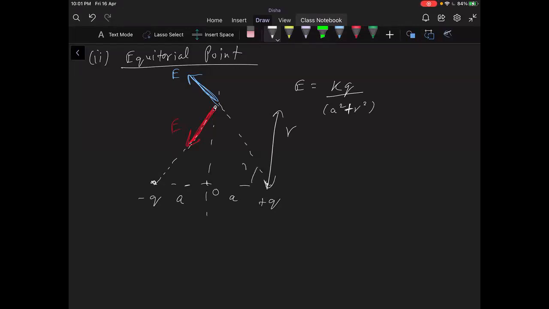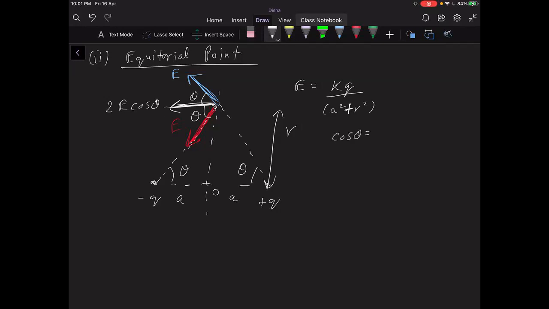And then what is the net field? If this is theta, this is also theta. And if I draw here theta, theta will be the angles. So my net field, the equatorial, will be 2E cos theta is what I'm looking at. Sin thetas will cancel. You can see sin theta, both will get cancelled. Net field is only 2E cos theta.